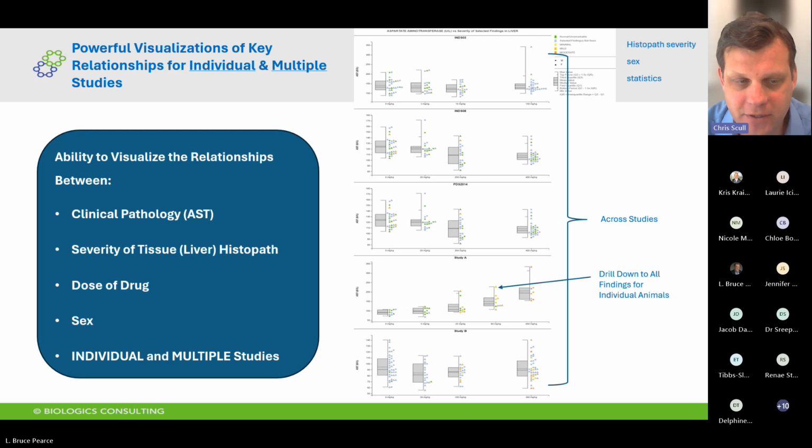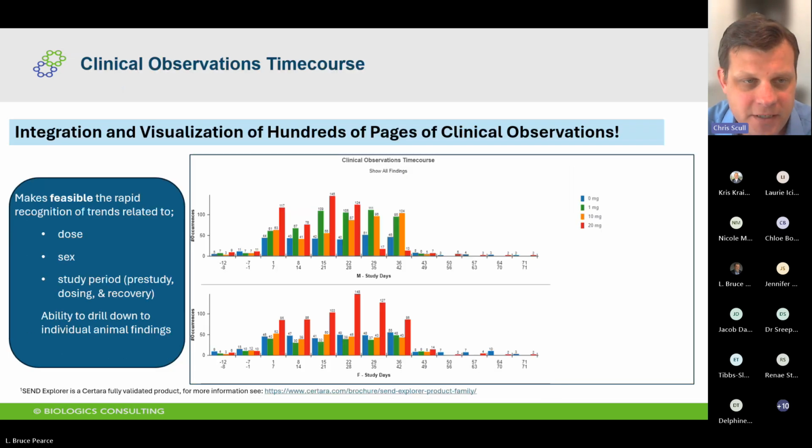Another example, Bruce, if you can go to the next slide, is to look at the visualizations of your clinical observations.